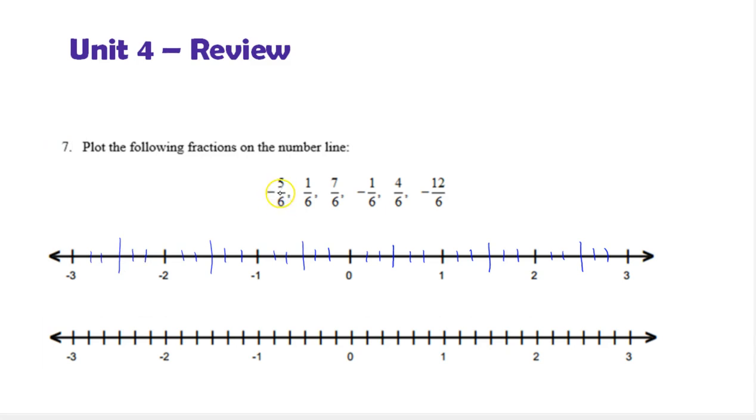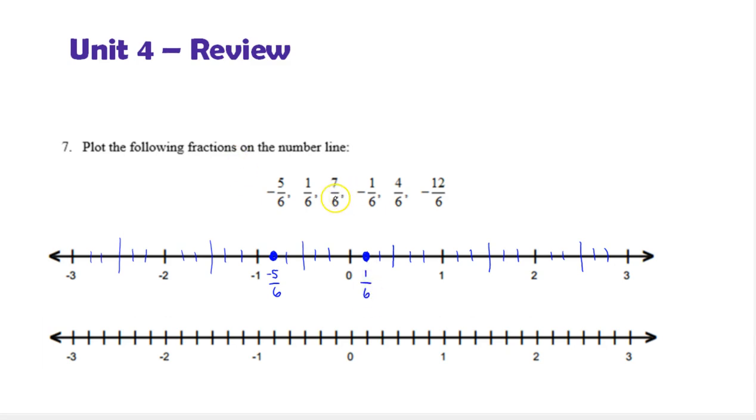So starting with -5/6, we start at 0, and that means we're going to move 5 of these tick marks, which are each 1/6, so we can count 5 of them to the left. So 1, 2, 3, 4, 5. -5/6 is located right here on the number line. Now 1/6, starting at 0, count 1 to the right. This is 1/6.